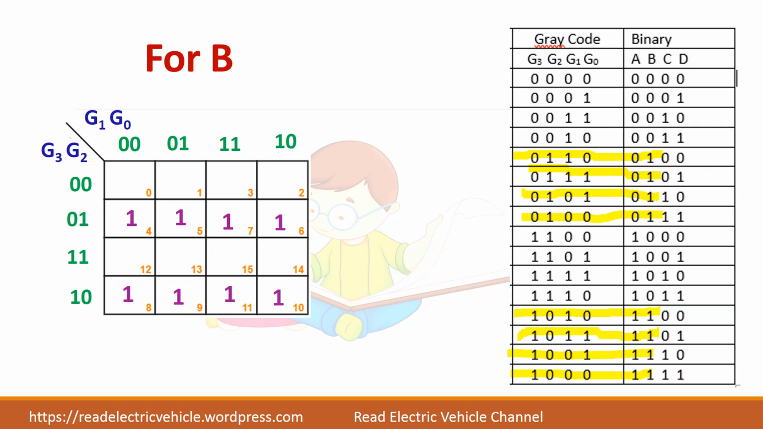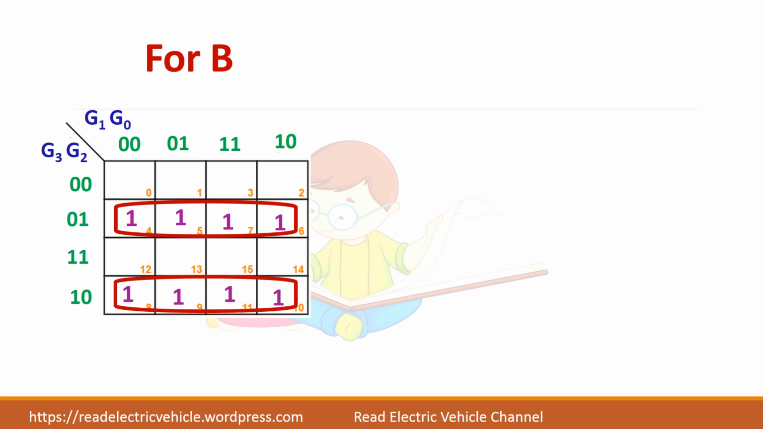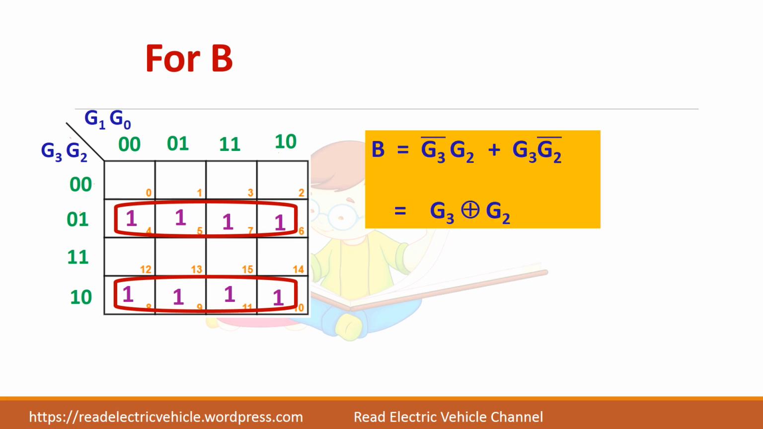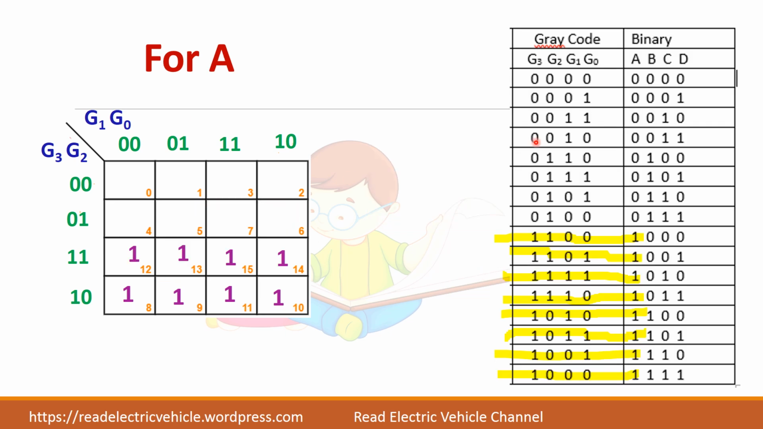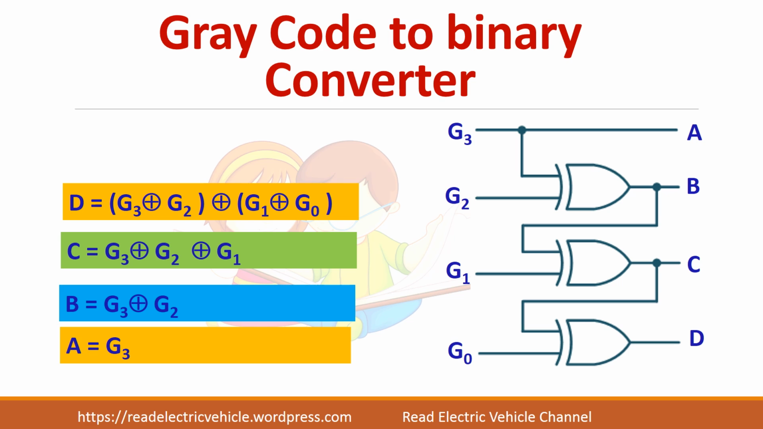Next for variable B, mark the ones and club the ones together. So we will get B is equal to G3 exclusive OR G2. For variable A, if you mark it, you are getting A is equal to G3. So we have seen gray code to binary converter. All these are the variables we got.